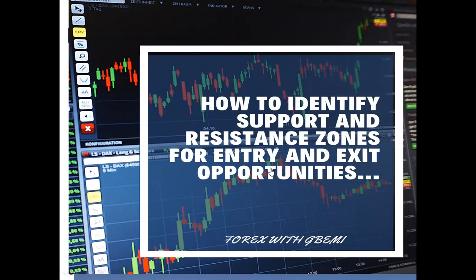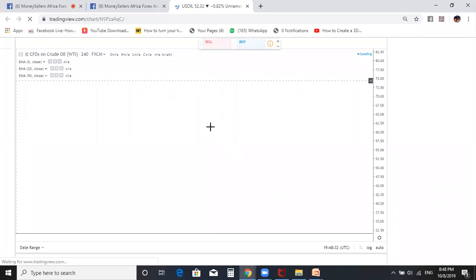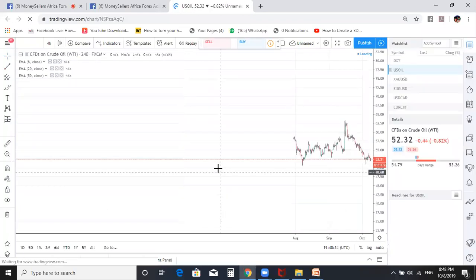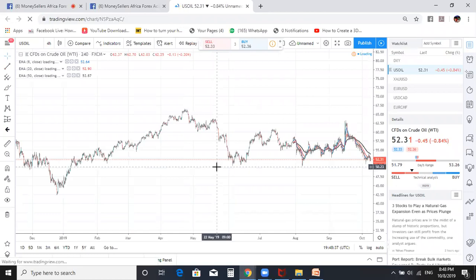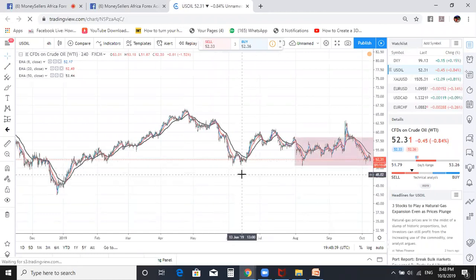So I'm just going to go straight to the point, and we're not going to be spending too much time. So we're going straight to the chart now, and we are going to take a look at support and resistance in the chart and how we can identify them. So this is what a chart looks like.